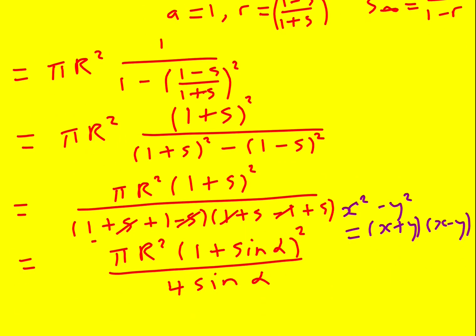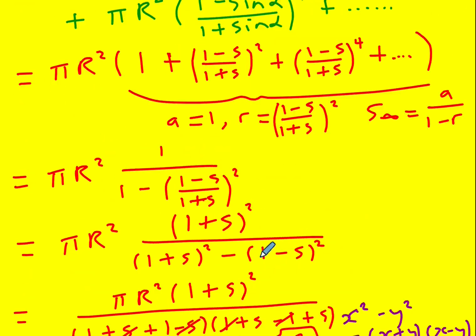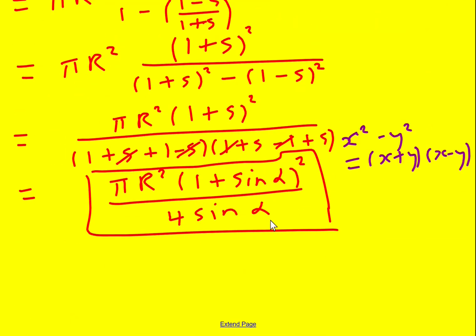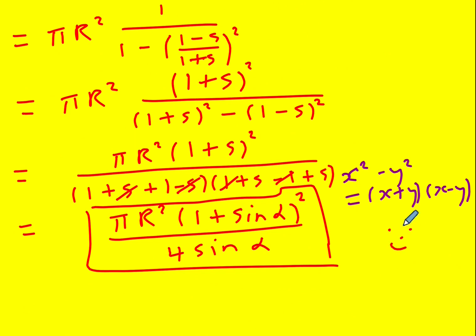Okay, that is a powerful result. Remember, alpha could be any angle between 0 and pi over 2. Nice one. On to part C.